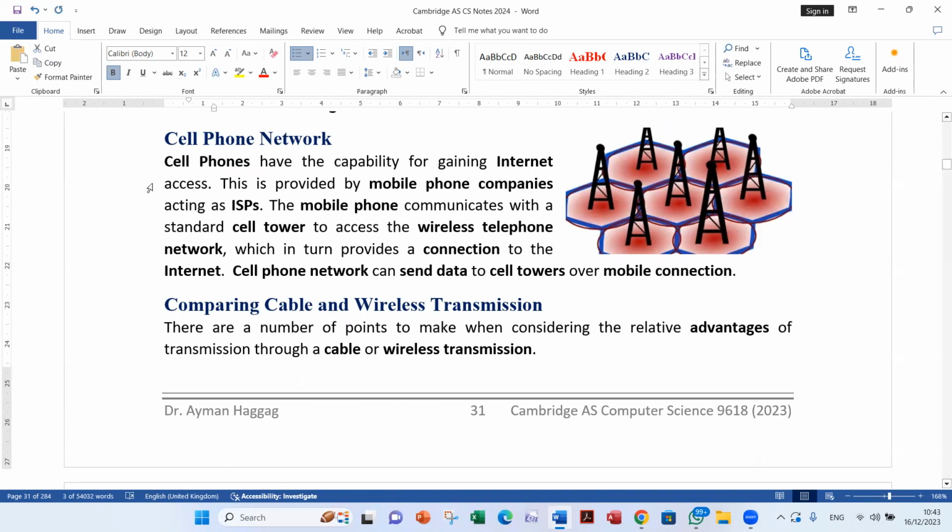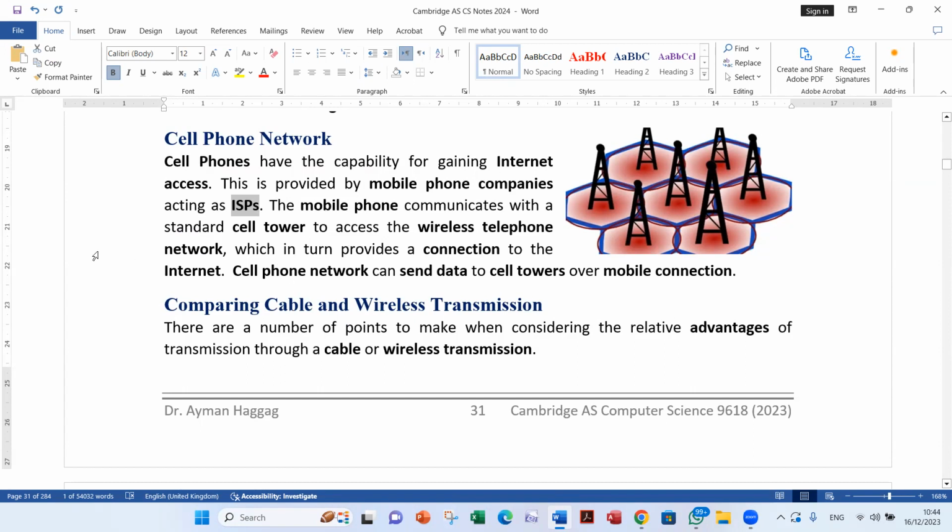Cell phone network is also wireless. However, with a cell phone network, you need towers. You need towers for data transmission everywhere. A cell phone has the capability of gaining internet access. You may get internet access out of your 4G connection. This is provided by the mobile companies acting as ISPs. ISP is internet service provider.